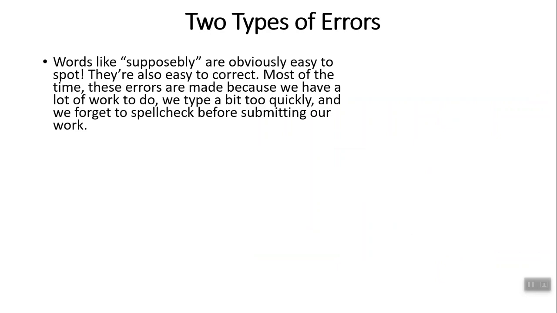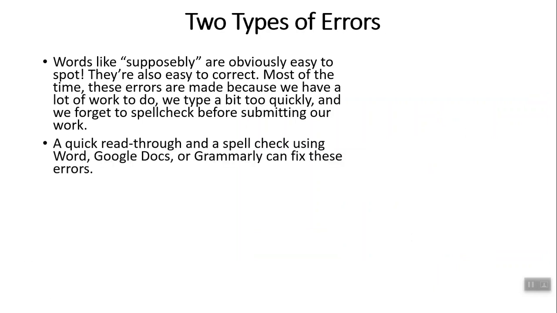What I find, there are 2 types of errors. Words like supposedly are easy to spot, and they're also easy to correct. Most of the time, the errors I see like that are made because people have a lot of work to do. So they might type too quickly, they forget to do spell check before submitting. They might even do it kind of as a joke if they want to look up supposedly later or fix it later, and then they forget.